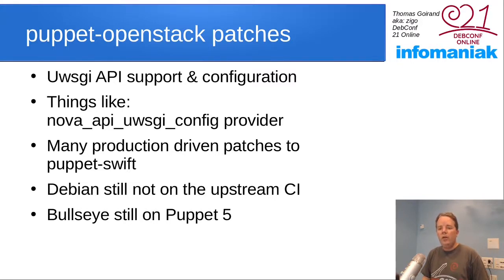You have a new Puppet provider called uwsgi_config that helps you to configure any value of the uWSGI configuration file. More generally, we've been contributing patches to Puppet OpenStack driven by things that happen in production for Infomaniak. I've tried to push Debian as a supported platform for the upstream Puppet OpenStack CI, though unfortunately this is still not a thing. Also, it's still very sad that Bullseye is still shipped with Puppet 5. We've worked on having a Puppet 6 package for Bullseye, but it didn't happen. If you want to know more and want to contribute to have Puppet 6 in Debian, please join the Puppet packaging BoF later this week.